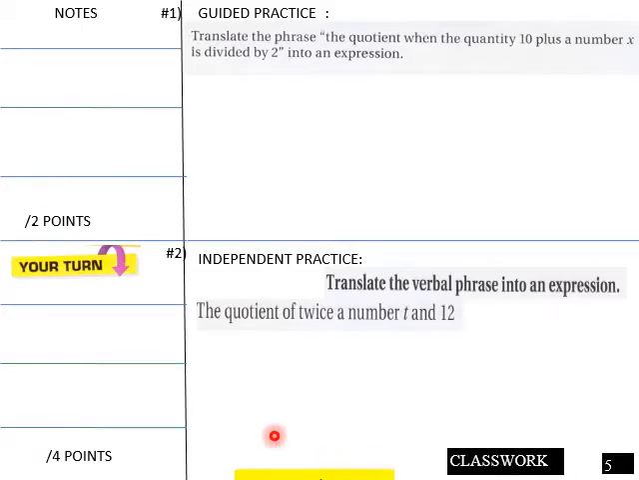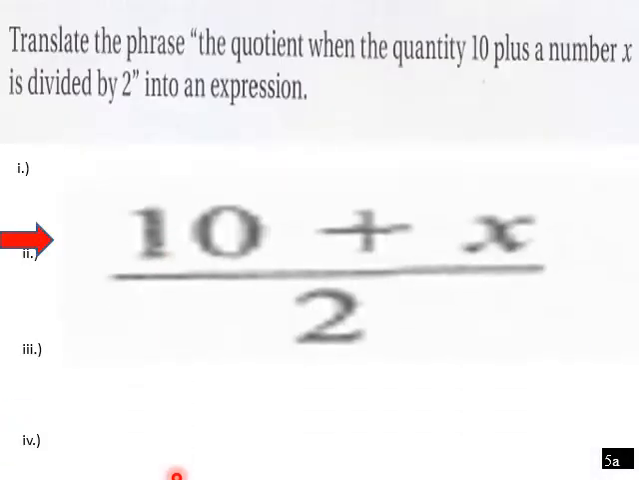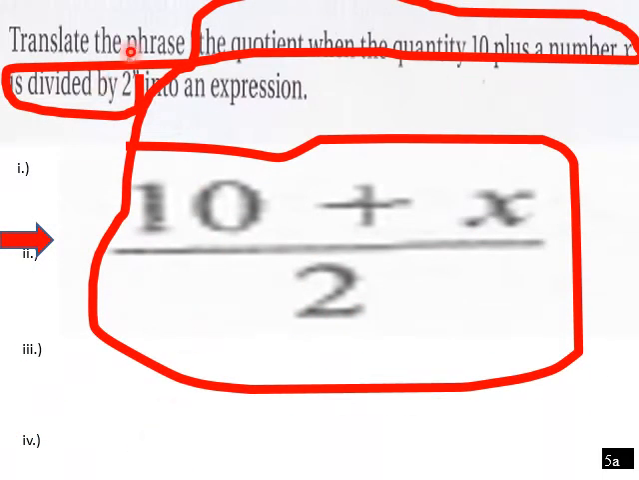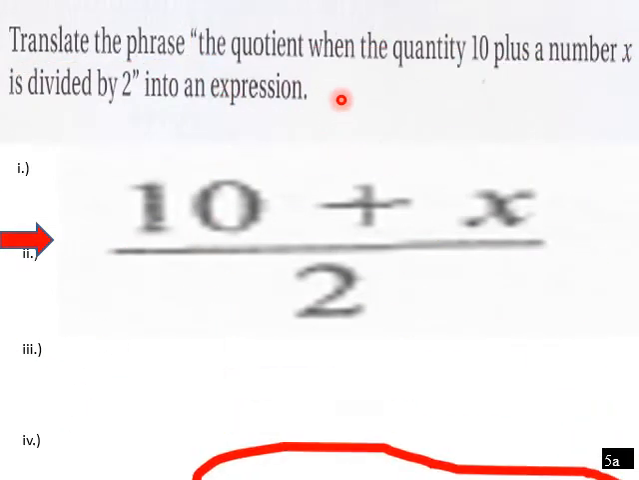Okay, our first guided practice here. Translate the phrase: the quotient when a quantity 10 plus a number x is divided by 2, into a fraction. So this is what it'd be. The quotient, so we know we have a fraction bar because of the quotient, when a quantity 10 plus a number x is divided by 2. I mean, that's the only thing it could be, yes? So, emphasizing that, take care when you're writing your mathematical expressions from a verbal model like that.